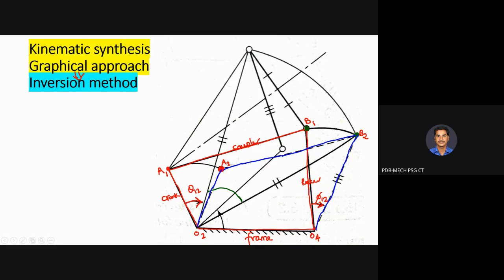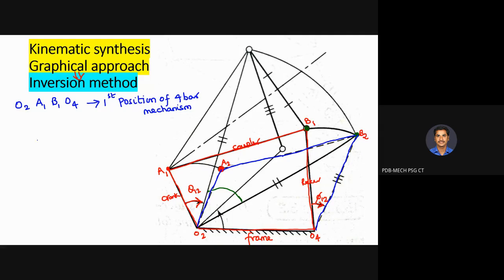Now, this is the first step. What I have done is O2, A1, B1, O4. What is this? O2, A1, B1, O4. It is the initial position, or we can say the first position, of the 4-bar mechanism. The entire mechanism is in the initial position or first position.